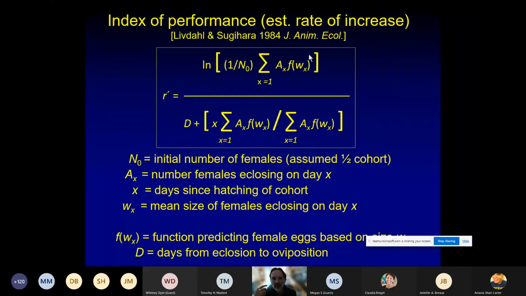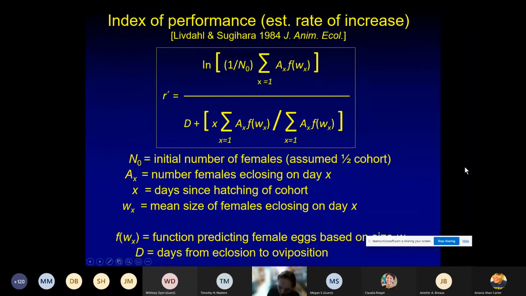And there's a published demographic tool called the Index of Performance. This is from work by Todd Livdahl and George Sugiura. We have used this a lot to estimate cohort rates of increase for experimental mosquito populations. I'm not going to go into the detail, but suffice to say, it's derived from life table statistics, and it makes use of things like the initial number of females, the number of surviving females, the time it took them to reach adulthood, and the sizes of the females, which is used as a predictor of eggs laid by females.